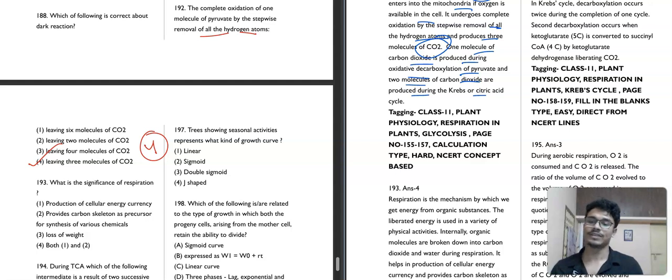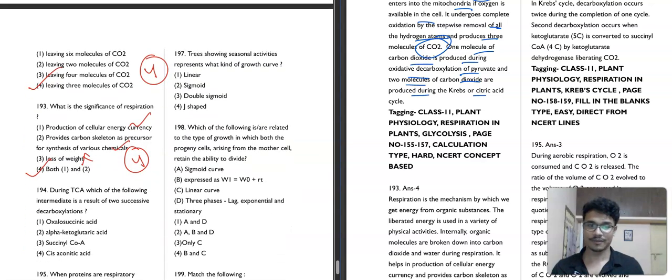Then question number 193. What is the significance of respiration? Production of cellular energy currency, absolutely correct. Provides carbon skeleton as precursor for synthesis of various chemicals, correct. Loss of weight, I don't know why this is given. So both first and second are correct. Fourth option is our correct answer.